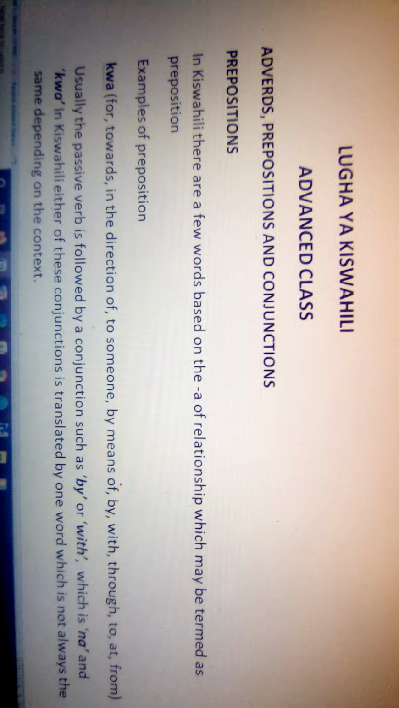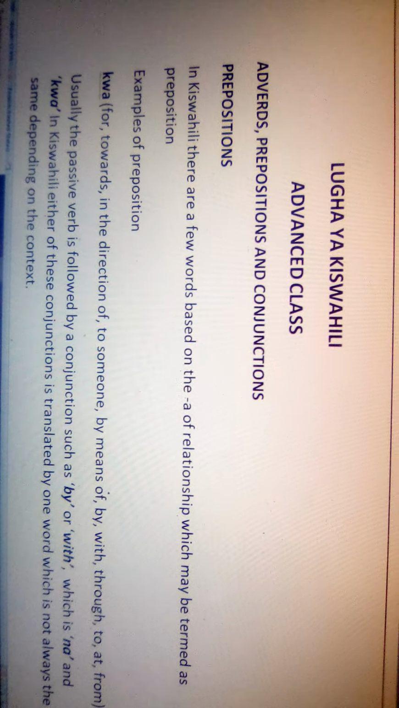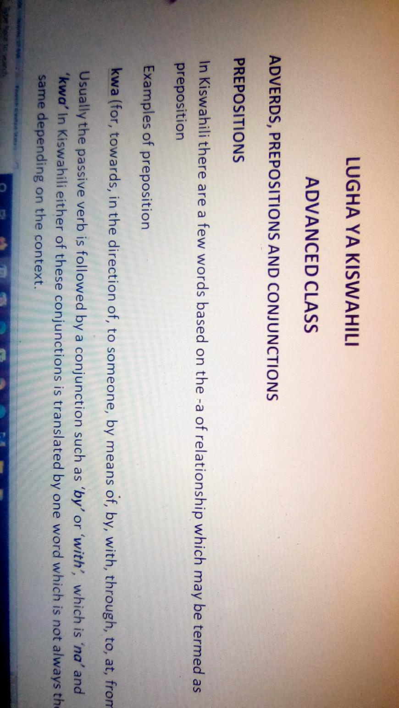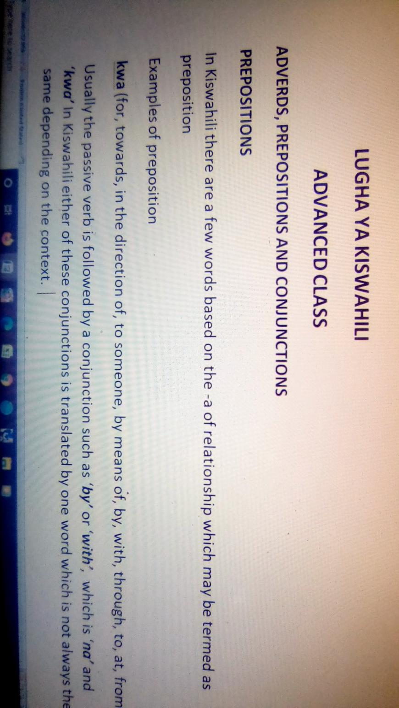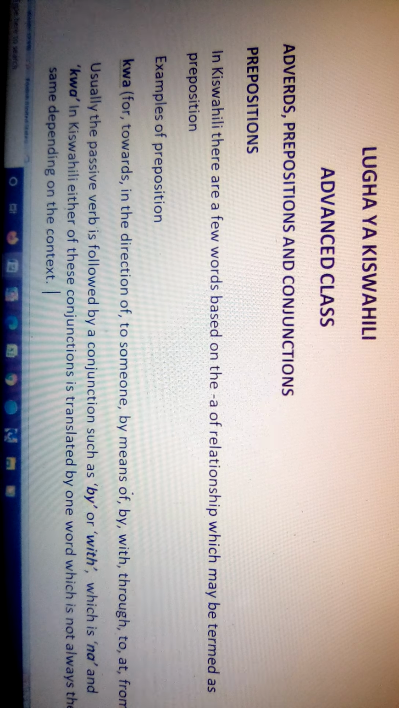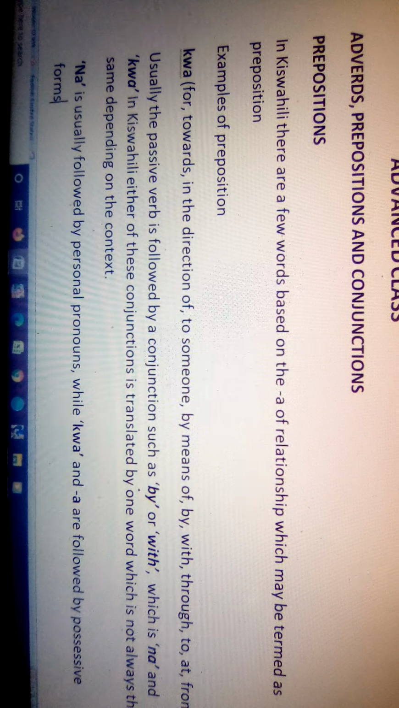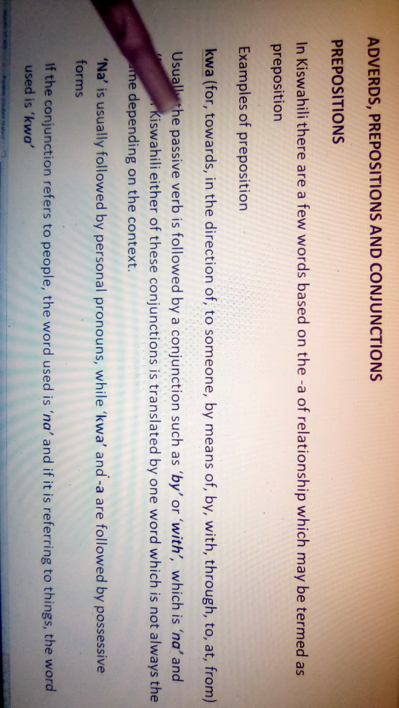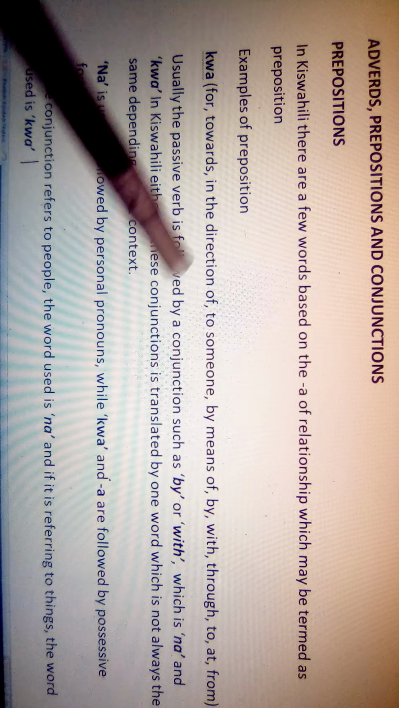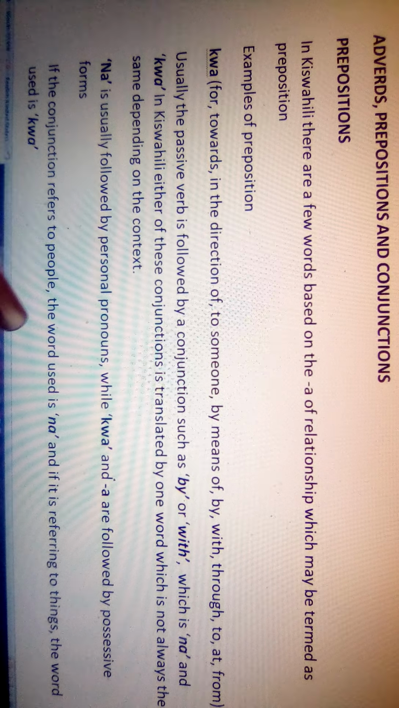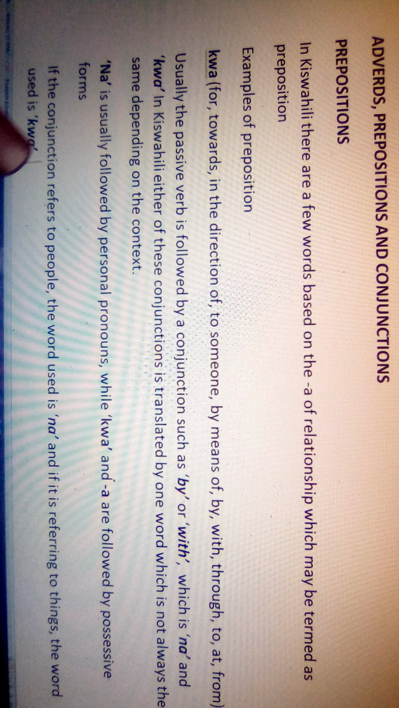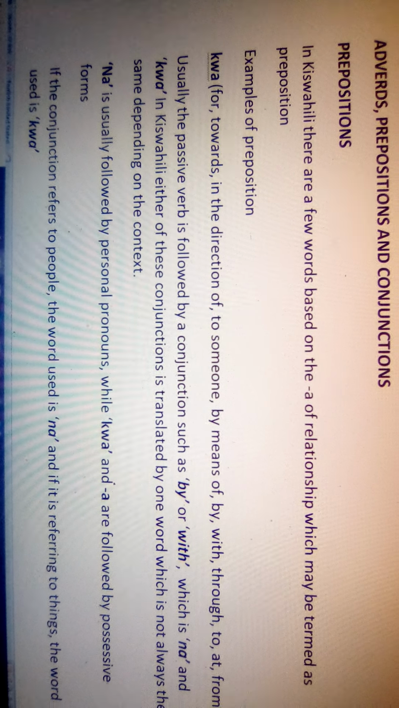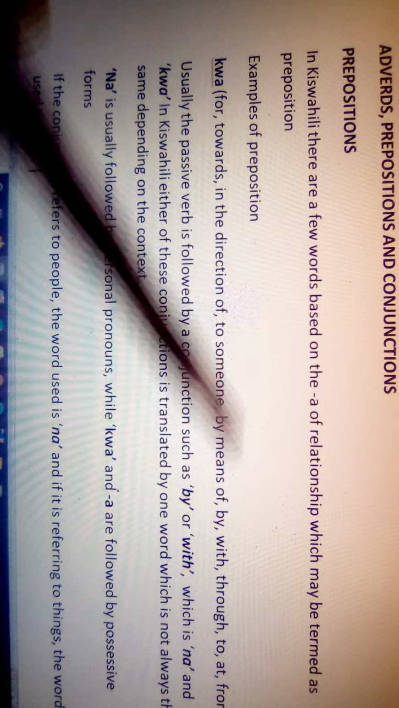just like English, in Kiswahili there are a few words based on the relationship, which may be termed as the prepositions. Examples of prepositions are kwa. For example, kwa is a preposition in Kiswahili. Kwa simply means for, towards, or in the direction of, to someone, by means of, by, with, through, to, at, from. So kwa can mean all this.